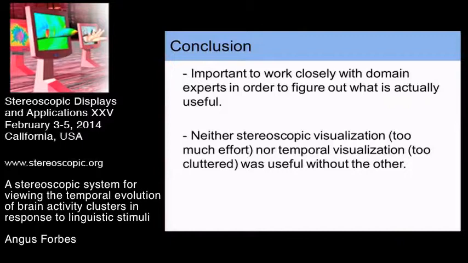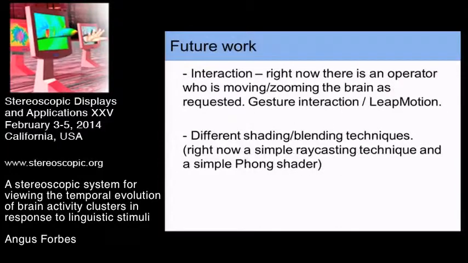So in conclusion, I see I'm out of time. It's important to work closely with domain experts in order to figure out what's actually useful to them. So just doing stereoscopic, they wrote off. Just doing the temporal sliders, they didn't care about. But putting them together, they found it useful. So one wasn't really useful without the other, but once they were together, they were super excited and want us to continue working on it.